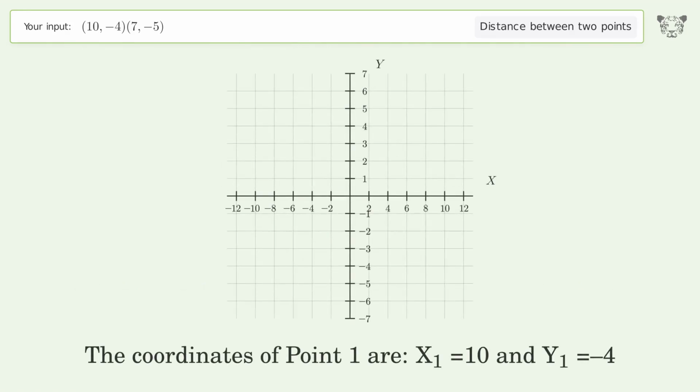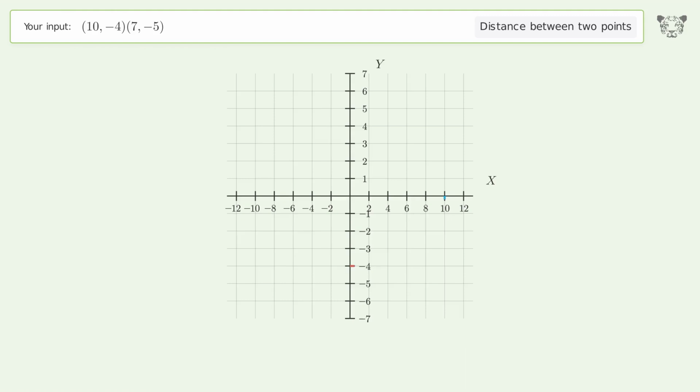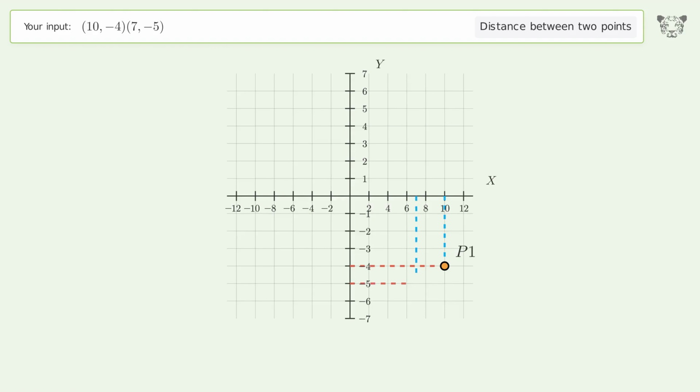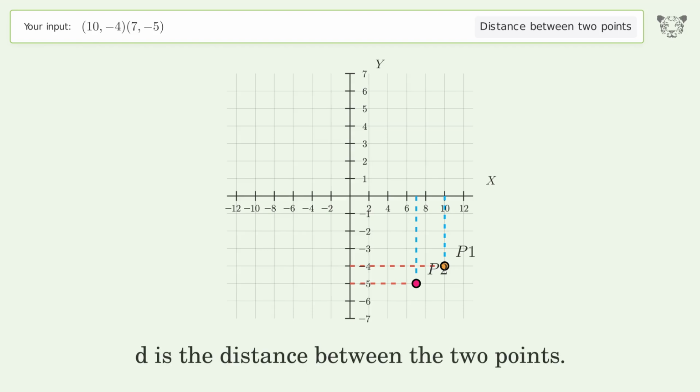The coordinates of point 1 are x1 equals 10 and y1 equals -4. The coordinates of point 2 are x2 equals 7 and y2 equals -5. D is the distance between the 2 points.